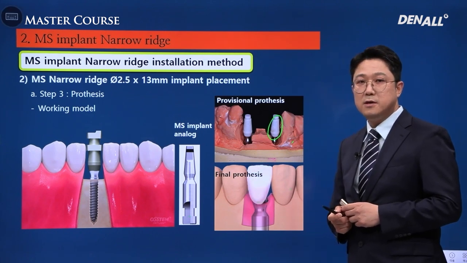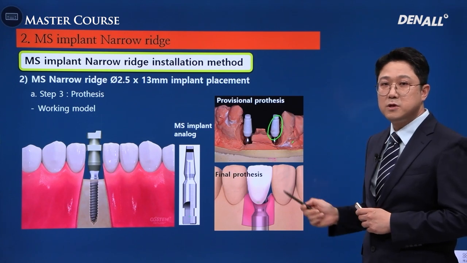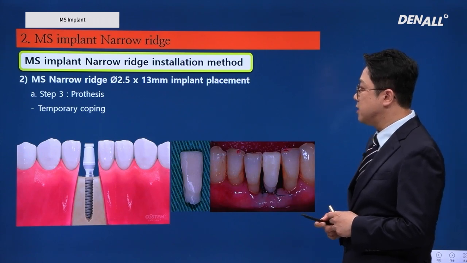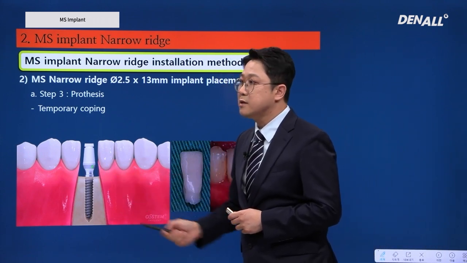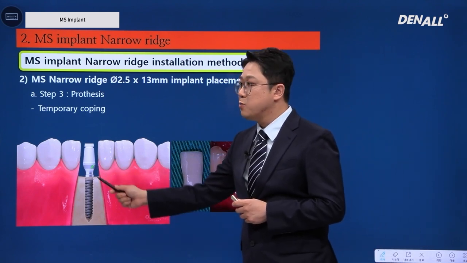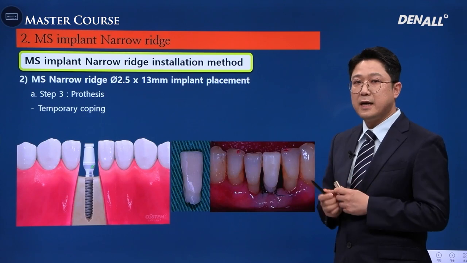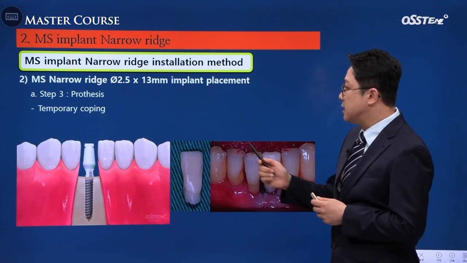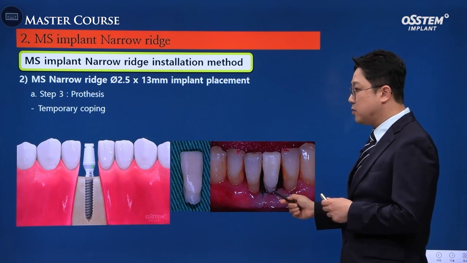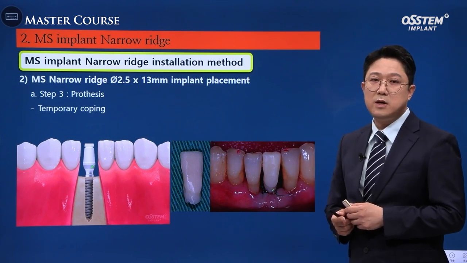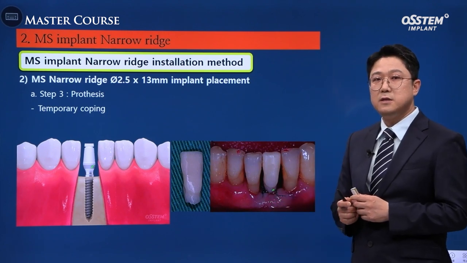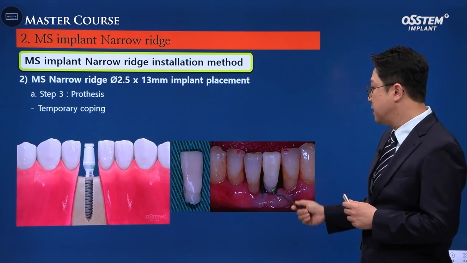You can make provisional within oral cavity. Temporary coping can be connected at times. The distance between teeth can be too tight. In this case, you would not be able to connect the temporary coping. In this case, you can just fabricate directly. If you use temporary coping, it clips on, therefore you do not need to use a cement. After surgery, in connecting provisional, it's quite burdensome to use cement. If you use temporary coping, such frustration can be reduced.